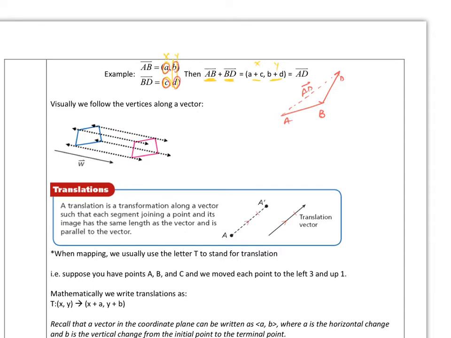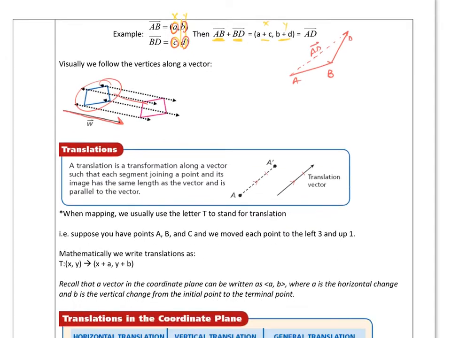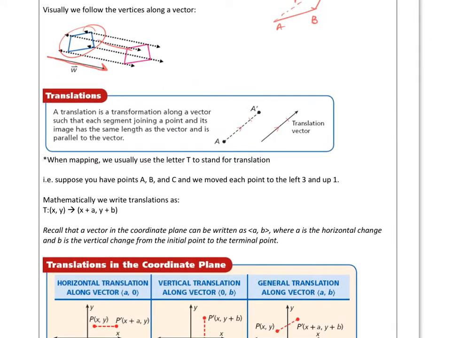Now, we usually follow the vertices along a vector, so if you have this vector like this, it's telling you to move all of these points to there. Now, a translation is a transformation along a vector such that each segment joining a point and its image has the same length as the vector and is parallel to the vector.